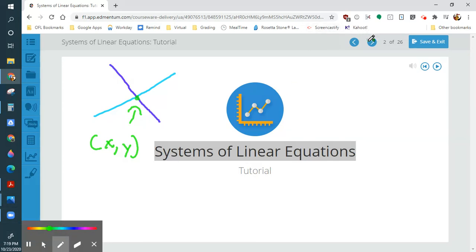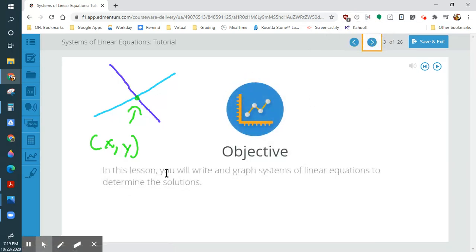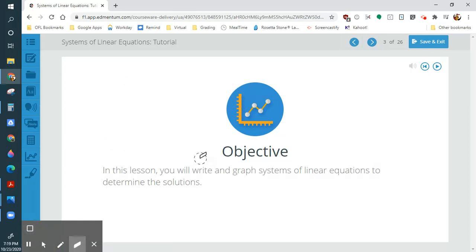All right, so let's get into this. Let me erase the board here. Our goal here is to write and graph a system of equations to determine the solution. So we're going to write down the equations. Let's have a visual aid here: y equals mx plus b, for both lines, so we're going to have two lines.